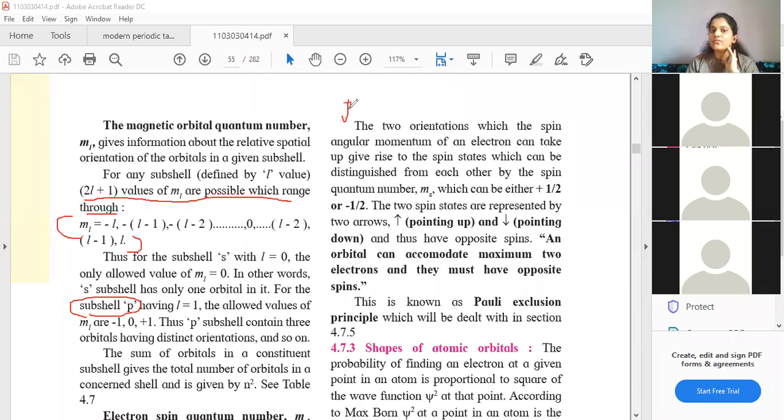Now we know that when subshell P comes into the picture, P obviously comes after S, right? So SP. If it is only S, the value of L is 0. If it is S and P, then the value of L is 1. So for P, the value of L is going to be 1. Then the allowed values of ML. Now students, if you substitute L as 1 in 2L plus 1, you will get 3, right? So it means that inside P, 3 orbitals are possible.